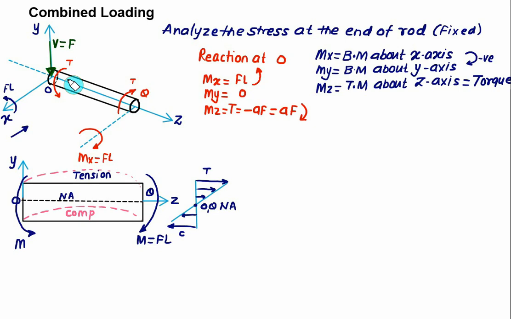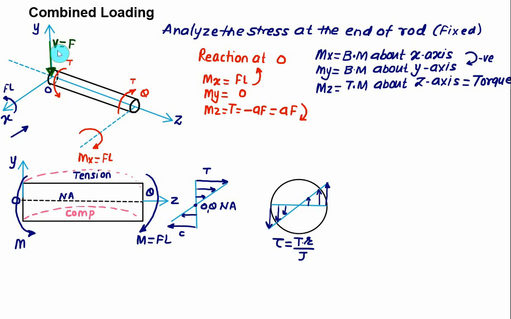As far as the torque is concerned, torque is uniform over the entire circular cross section. So this one shows you the variation of shear stress, that is tau, due to torsion, which is torque multiplied by radial position divided by J. And the maximum shear stress will occur at the outer periphery. So this one is the distribution of shear stress due to torsion.